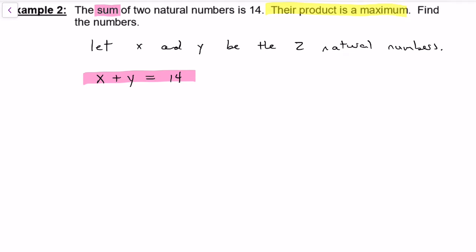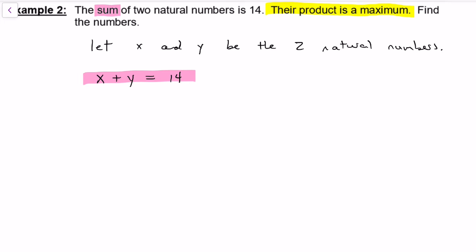The tricky one is this: their product is the maximum. The product means multiply. Whenever I see the word product, I think multiply. So sum is add, difference is subtract, product is multiply. This is what we're trying to maximize. In other words, we're trying to find the vertex of this product. But we have to figure out our equation.